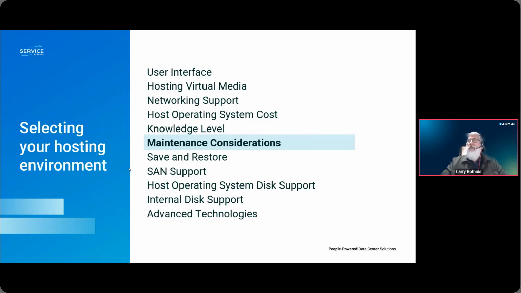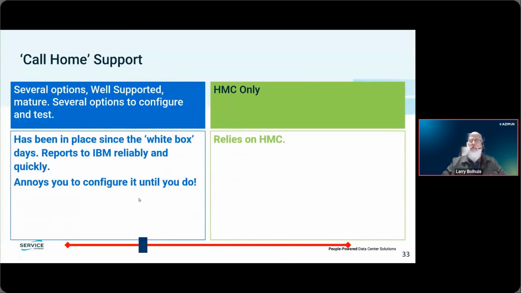So let's look at maintenance considerations. Call home support has been part of IBM i forever. My first interaction with it was way back when, I like to say, when the paint was white, right? The AS/400 machines and the white box. We tried to configure a connection to a bank and we were told that the line was busy. Well, how could the line be busy? It was busy calling IBM to tell them that we had a disk failing. So, bravo for that. And it's been in there.